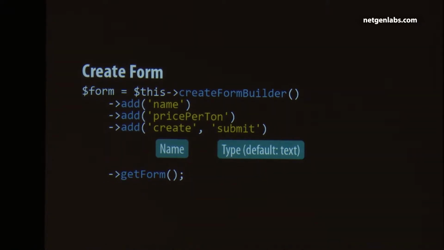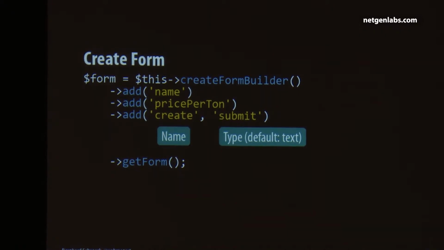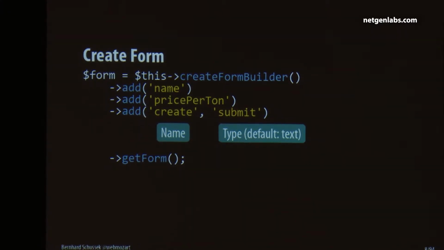And then call getForm. GetForm returns a form instance that it will use later on. The add method expects either just one argument, which is the name, as I just told you, and the key in the array. In this case, the field will be a text field automatically. Or you can provide the type of the field as second argument.